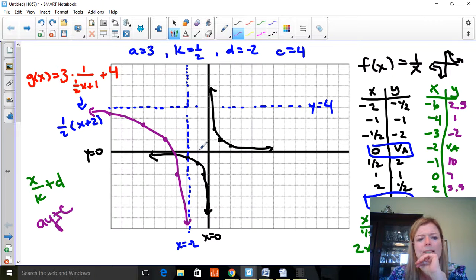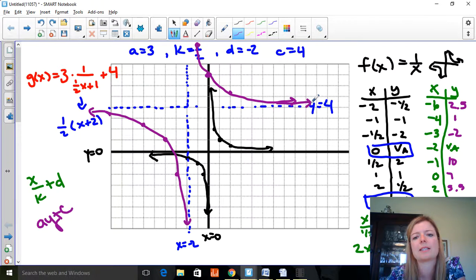Now I have -1, 10. So this is 4, 5, 6, 7, 8, 9, 10. I'm going to cheat and say that that's about there. Then 0, 7: 1, 2, 3, 4, 5, 6, 7. And 2, 5.5: 1, 2, 3, 4, 5.5. Again, I need to make sure it looks like I am approaching the asymptote and not going back up. Make sure it really looks like it's approaching the asymptote, not like it's going to curve back up, and then this is going that way.